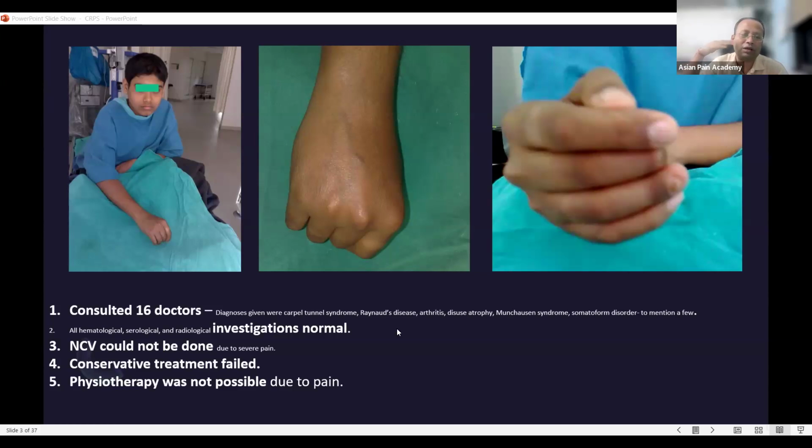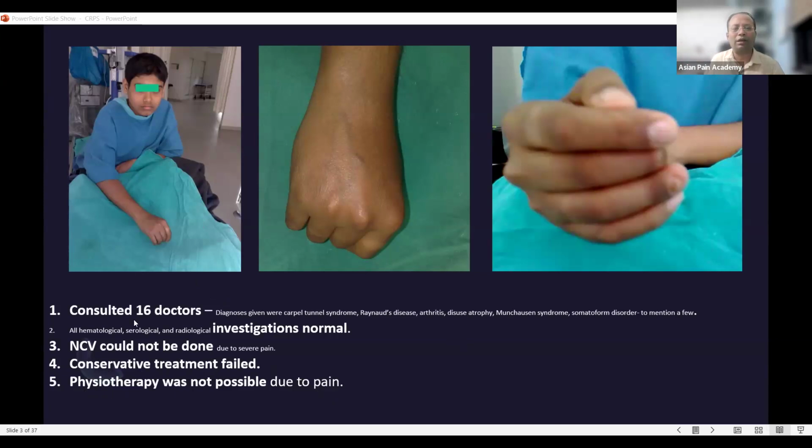I mean, no one can do the NCB. So this was obvious. And then conservative treatment failed. A very high dose of amitriptyline and gabapentin was given to this boy. Then physiotherapy was also advised, but whenever he goes to the physiotherapist, it was not possible due to the pain. So this is a common scenario.